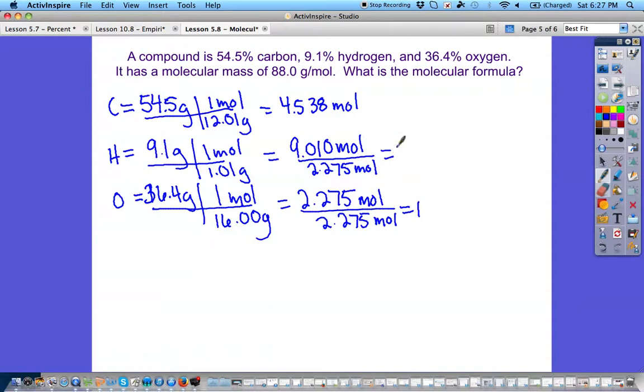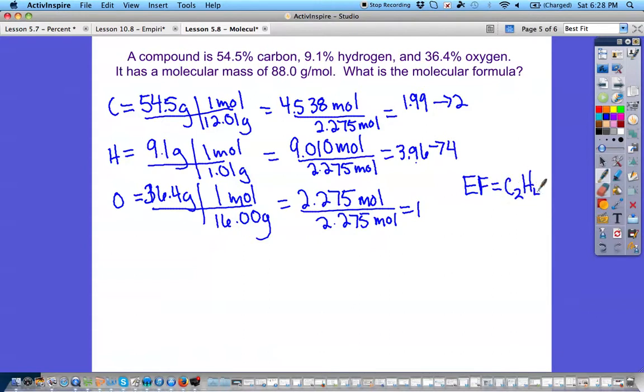And this is 3.96, but that's a number 0.85 or greater, so we can round that to 4. And here I got 1.99. Again, a number 0.85 or greater, so we can round that up. So the empirical formula is going to be C2H4O.